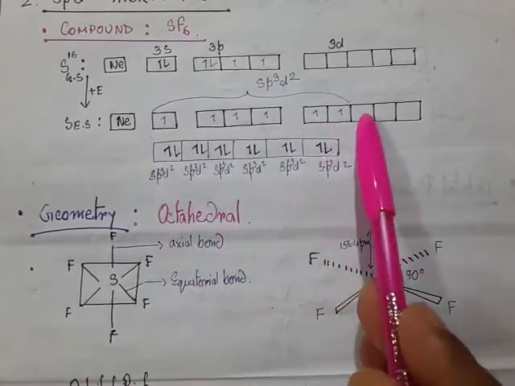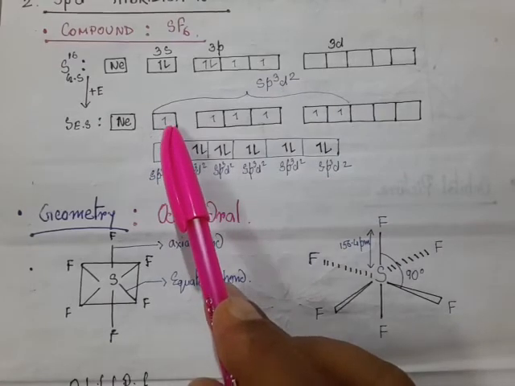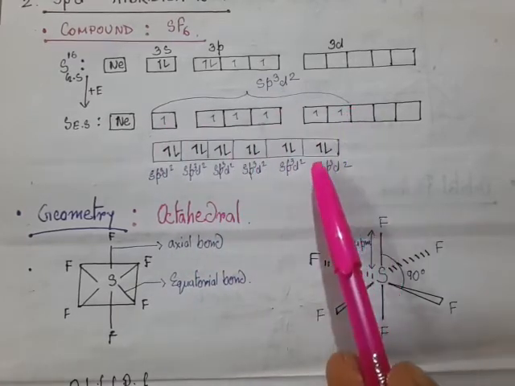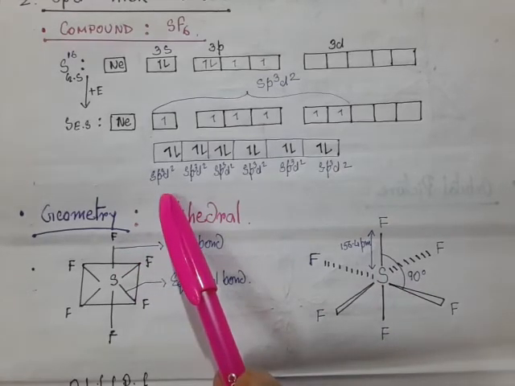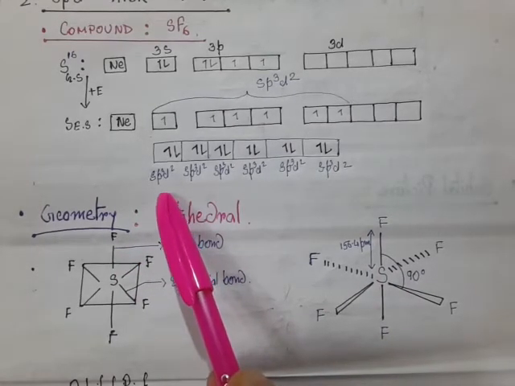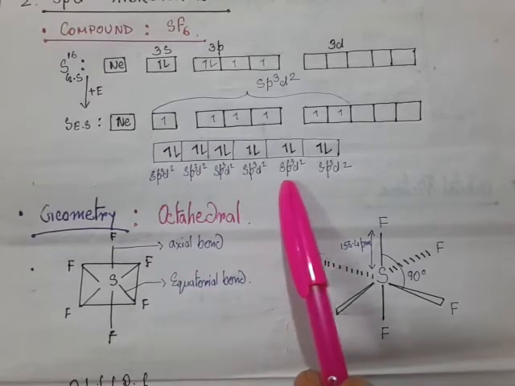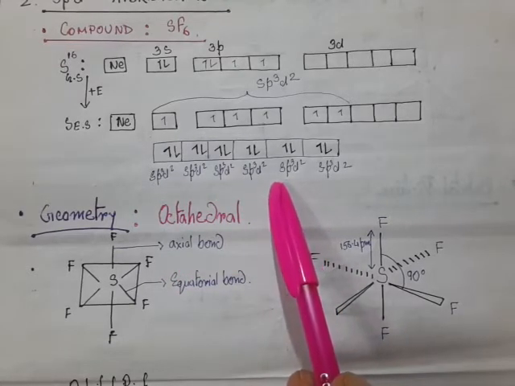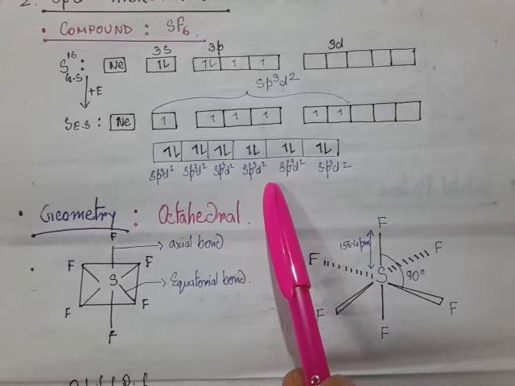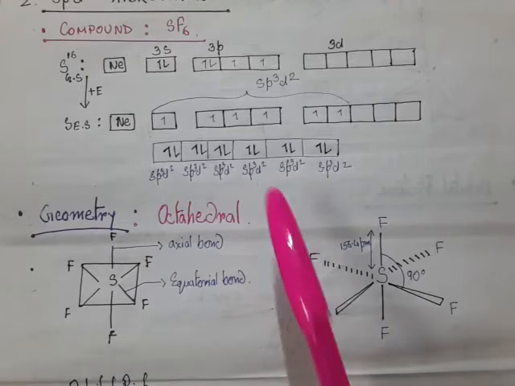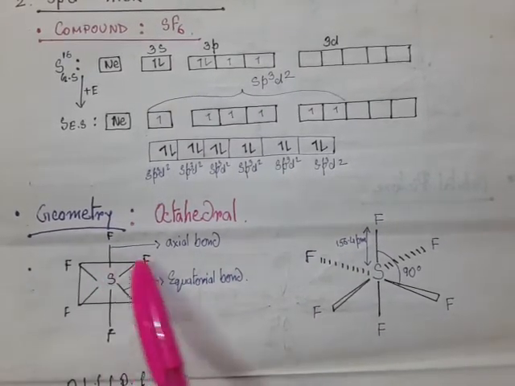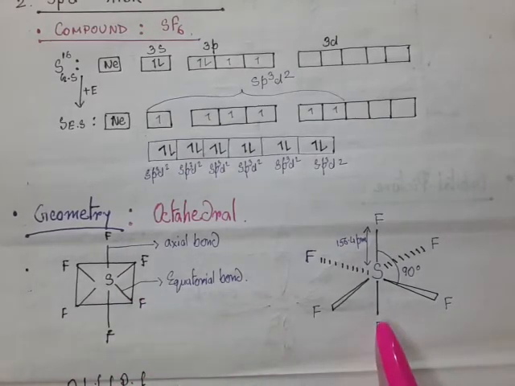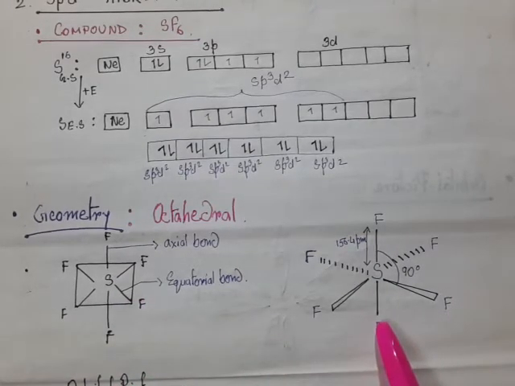With a total of 6 orbitals, 3s, 3p and 3d are combined to produce new hybrid orbitals, that is sp3d2 hybrid orbitals, and in total you have 6 sp3d2 hybrid orbitals. Since the hybridization is sp3d2, the coordination number is 6, and with coordination number 6 the geometry is octahedral. This is the picture of octahedral geometry. These two are the axial bonds and these are the equatorial bonds.